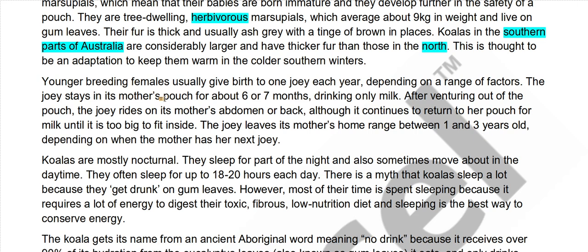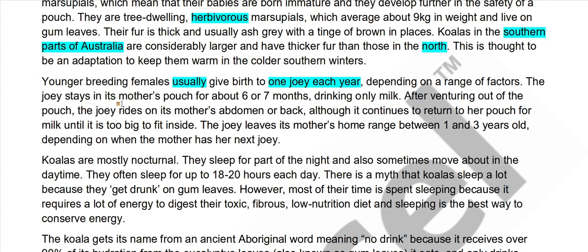Young breeding females usually give birth to one joey each year. So they are talking about how many koalas are given birth each year. How many joeys can a female birth at a time? It's usually one joey each year. So usually means more often than not, but sometimes the number can be higher depending on a range of factors.